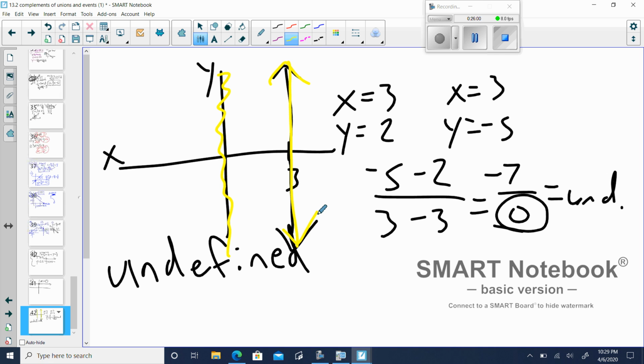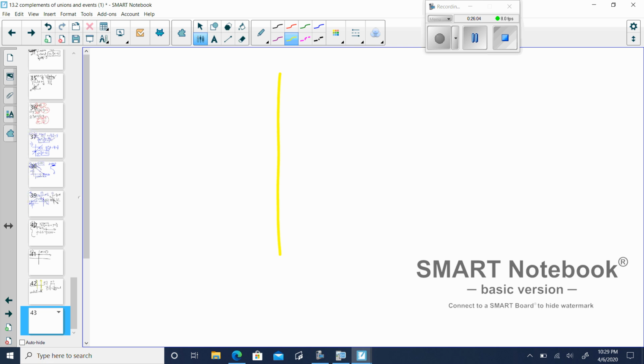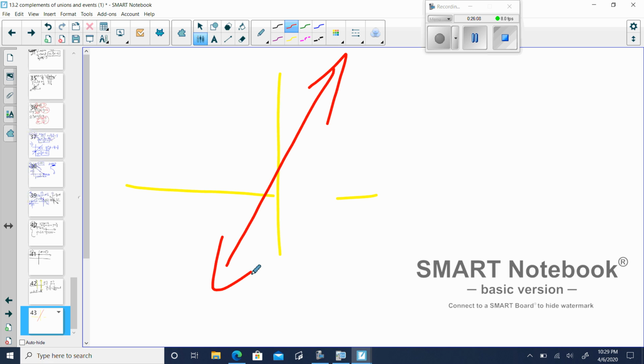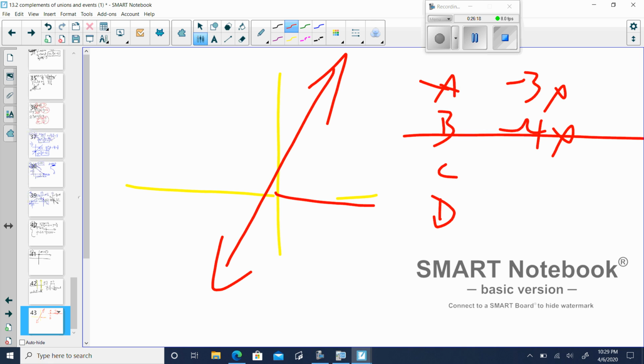Okay, number 15, which equation best represents the graph shown? So we have ourselves a positive slope, so we can get rid of A and B. Yes, we have A, B, C, D. So negative 3x, negative 4x, those are out because our slope is upward. Onward and upward.